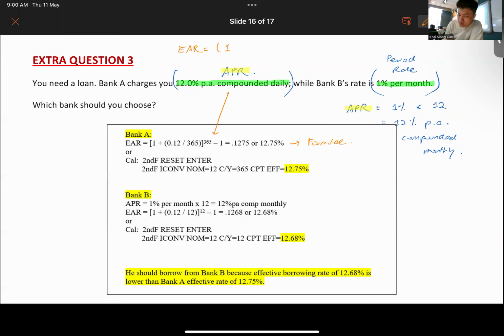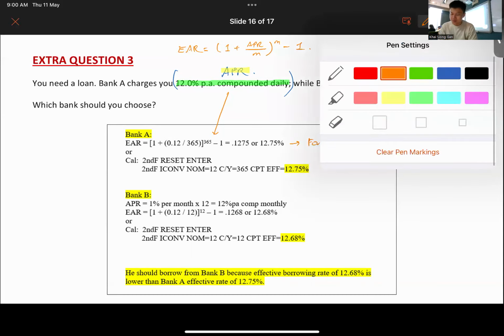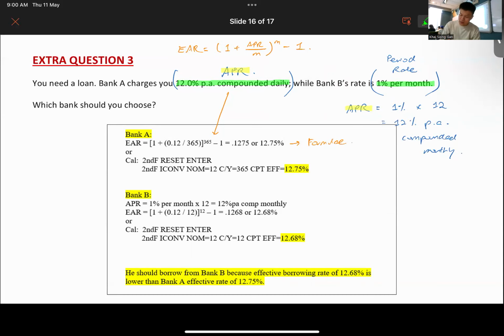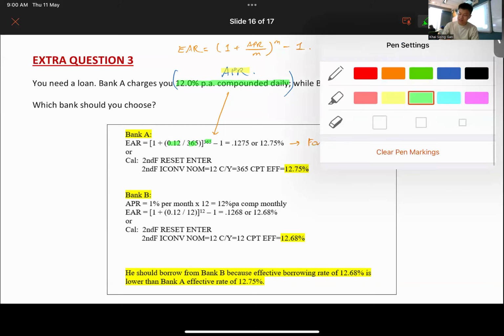EAR equals 1 plus APR divided by M, to the power of M, minus 1. You just substitute that in. So if you use the formula, you use your 0.12 here and then divide by 365, because 1 year has 365 days. But I want to use the calculator method.